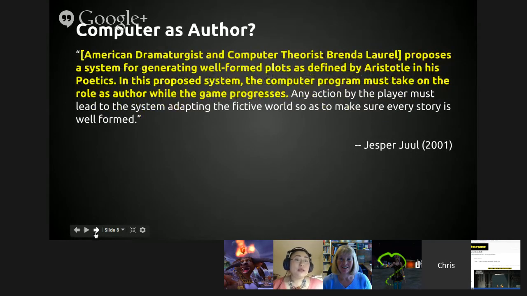All right. So here's an issue with this idea of computer as author. He says here, American dramaturgist and computer theorist Brenda Laurel proposes a system for generating well-formed plots as defined by Aristotle in his Poetics. In this proposed system, the computer program must take on the role as author while the game progresses. Any action by the player must lead to the system adapting the fictive world so as to make sure every story is well-formed.